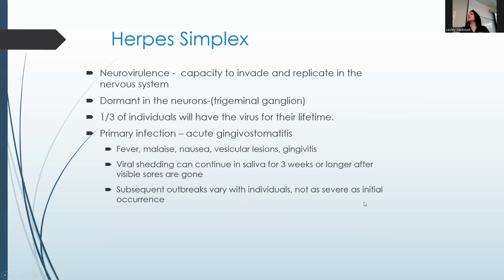Subsequent outbreaks vary with individuals, not as severe as the initial occurrence. And then I just got a few numbers off of NIH. Worldwide, 90% of people have one or both viruses, HSV1, HSV2. HSV1 is more prevalent, 65% of people in the US. And then Johns Hopkins says 50 to 80% of American adults have HSV1, which causes cold sores or fever blisters. So that's a lot of people.